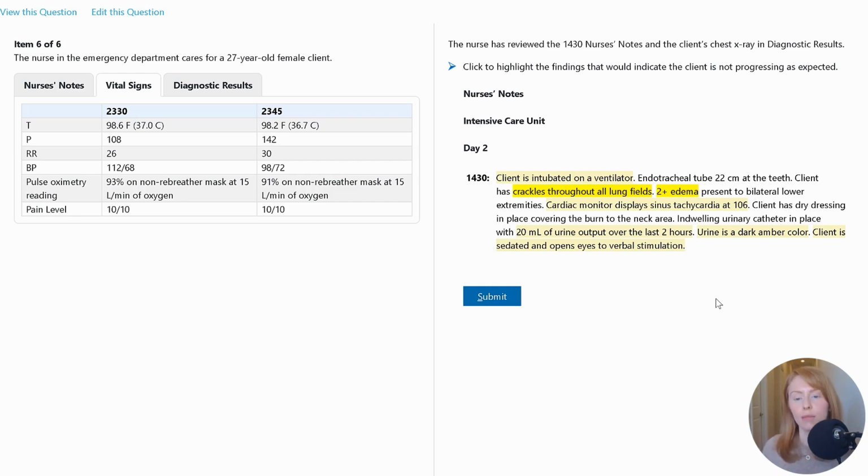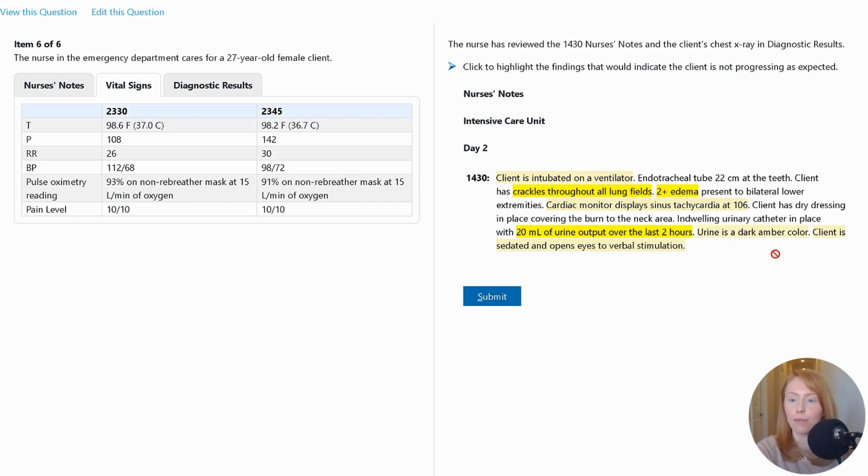And so 20 milliliters of urine output in 2 hours is not enough. We want to see at least 30 milliliters an hour at minimum. And this client only has 10 milliliters an hour. So that is not adequate. They're not progressing as expected. Maybe because all of that fluid went into their lungs instead.